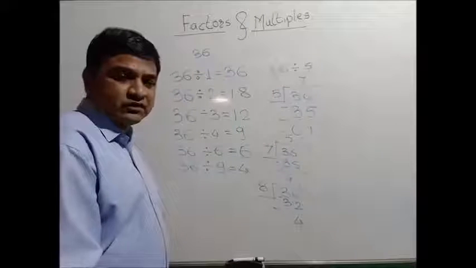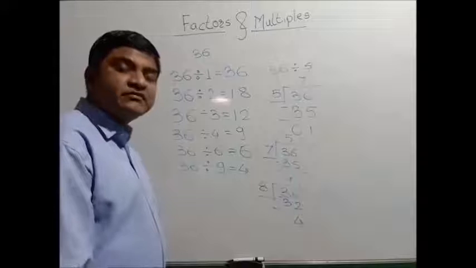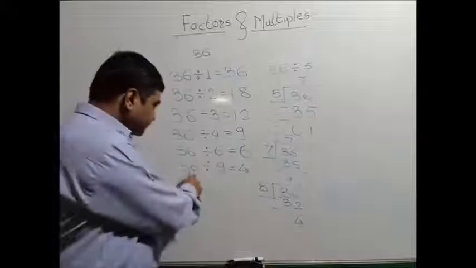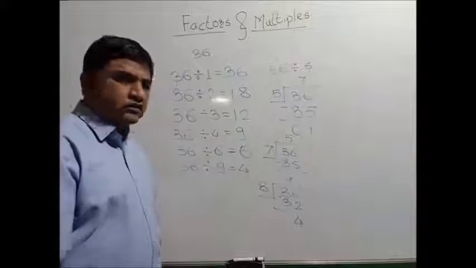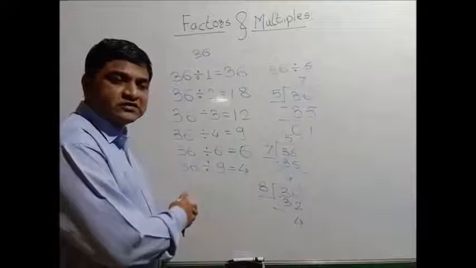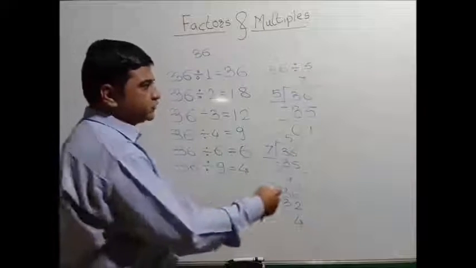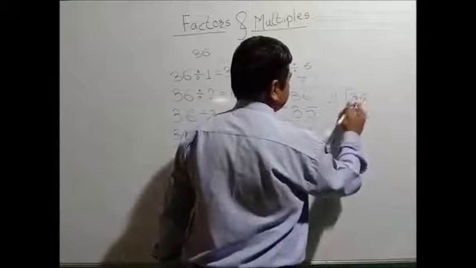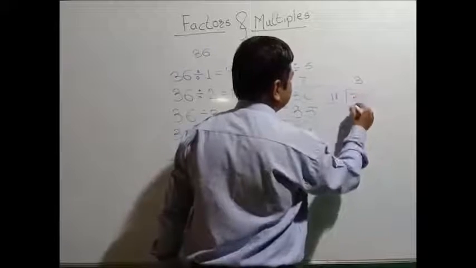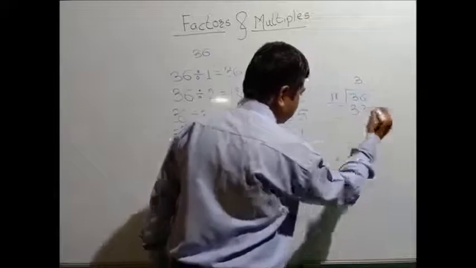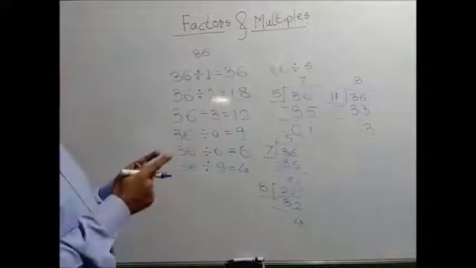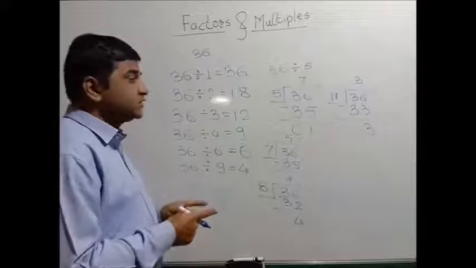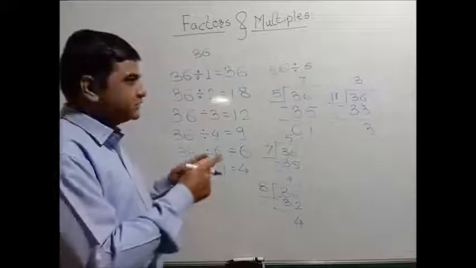Okay, what will be the next number possible that can divide 36? Is it 10? No. For a number to be divisible by 10, the one's place digit should be 0. Well, we will try to divide 36 by 11. 36 divided by 11, 11 3s are 33 and we get a remainder of 3. So 11 is not an exact or perfect divisor of 36, so we cannot include it in the factors.